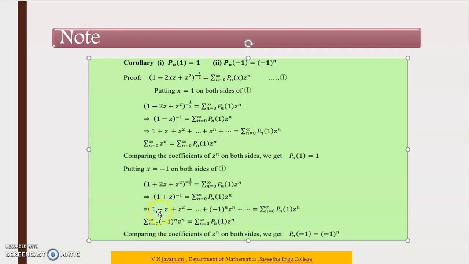So now expand this one, we will get the alternating plus and minus signs, equal to summation n = 0 to infinity Pn(-1) z^n. So now this left hand side can be written as summation n = 0 to infinity (-1)^n z^n. If you substitute n = 0, anything power 0 is 1. Then apply n = 1, you will get -z. n = 2, you will get +z². Likewise, you will get. So now we have to equate the coefficient of z^n on both the sides. It can be written as Pn(-1) = (-1)^n.